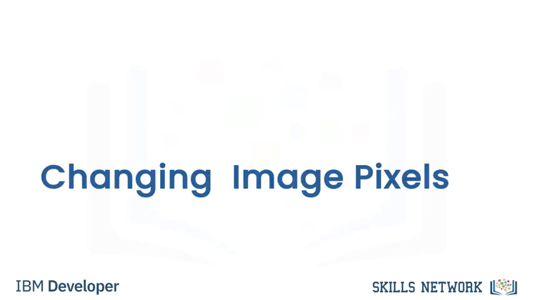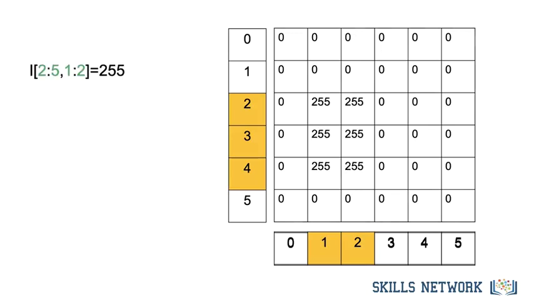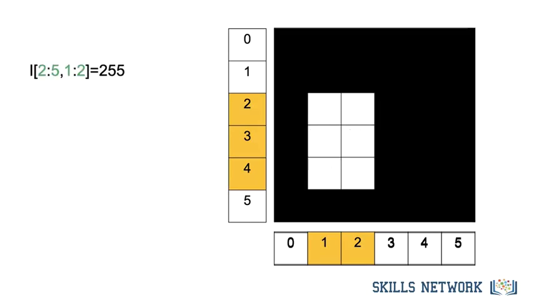We can change image pixel values. Consider the image intensities of all zeros. We can change the following elements to 255 by setting the array values in the array accordingly. The results would be a rectangular box.